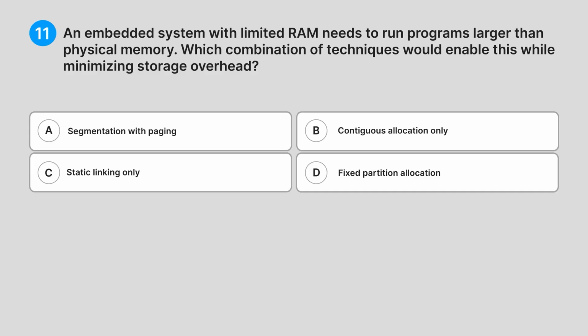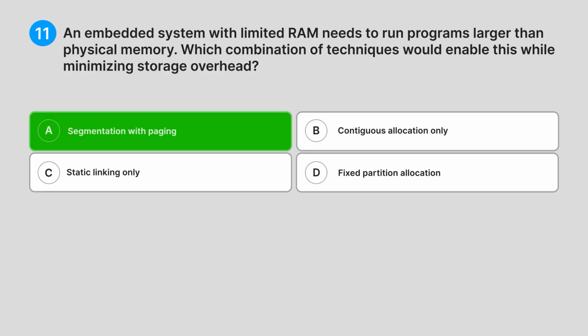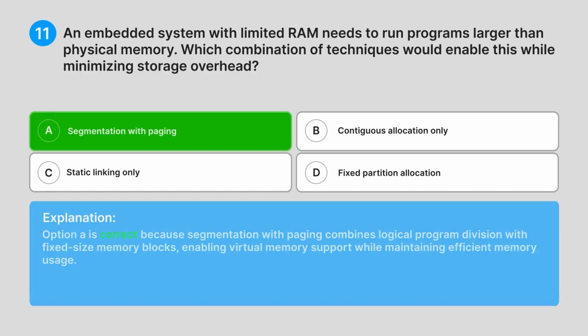Correct answer, A. Segmentation with paging. Explanation: option A is correct because segmentation with paging combines logical program division with fixed-size memory blocks, enabling virtual memory support while maintaining efficient memory usage.